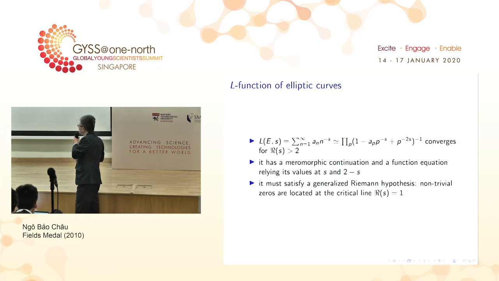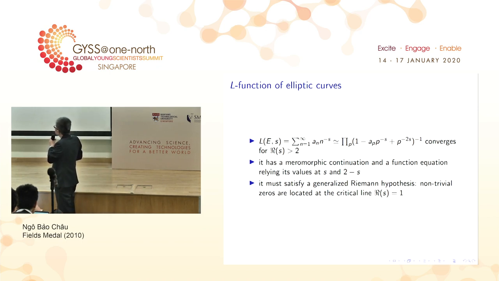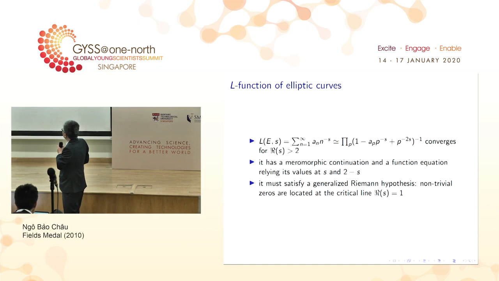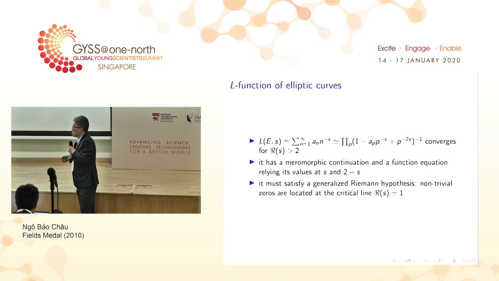And again, we really want to prove that this series, which a priori converges for real part of s greater than 2, can be meromorphically continued and satisfy some kind of symmetry relating the value at s and 2 minus s. And also I said to find some kind of Riemann hypothesis, that all the zeros had to be on the critical line, the symmetrical line. Here the flip is s equal to 2 minus s, and then the critical line is the real part of s equal to 1. Okay.